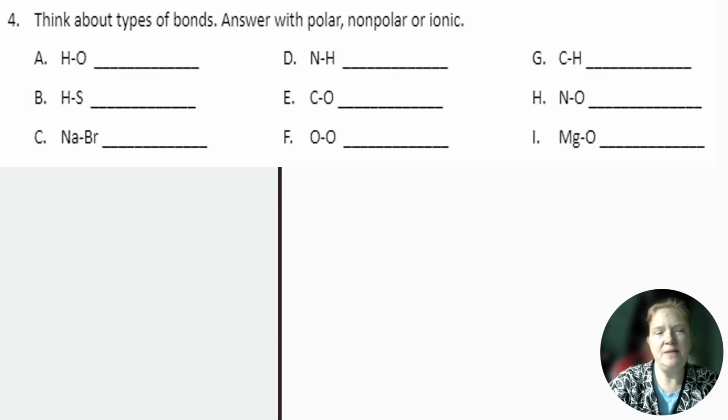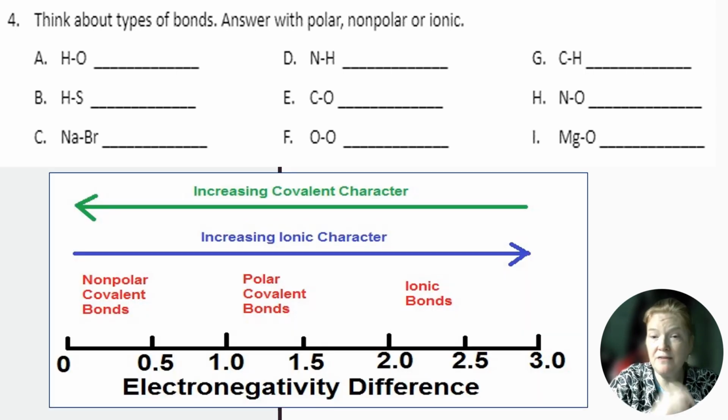All right, think about types of bonds. Answer with polar or nonpolar. So remember, if we're at 0, true nonpolar, but a little baby difference like 0.3, 0.4, nonpolar, or a little baby polar, so tiny little partial charges. As we get closer, like a larger number, it's going to be more polar. And as we cross over about 1.7, we're going to consider it ionic.